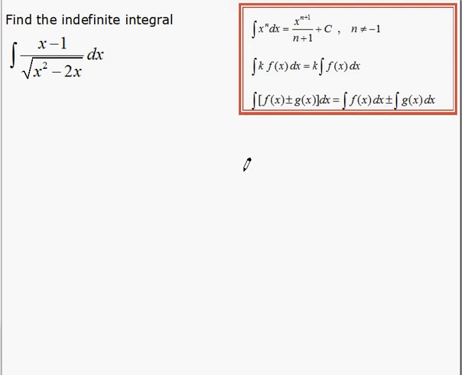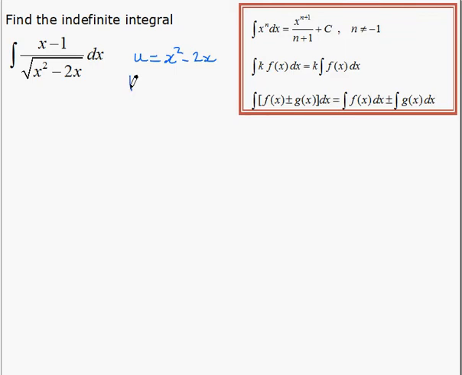In this example, we're asked to find the indefinite integral of x minus 1 over root x squared minus 2x dx. Noticing here that the derivative of x squared minus 2x is 2x minus 2, a multiple of the numerator, tells us that U-substitution is the procedure we'll follow, setting u equal to x squared minus 2x.